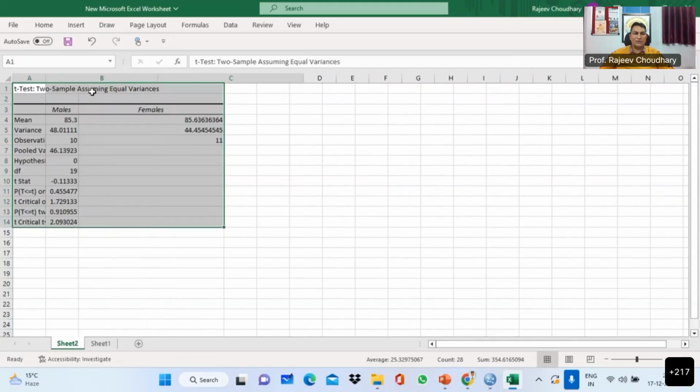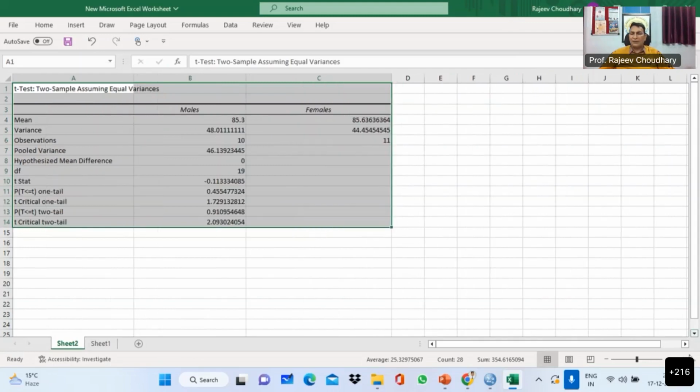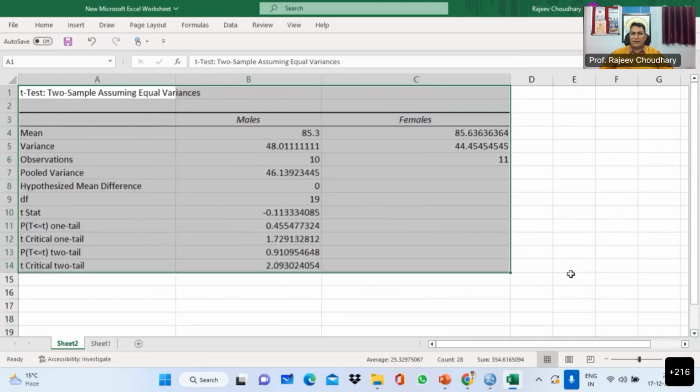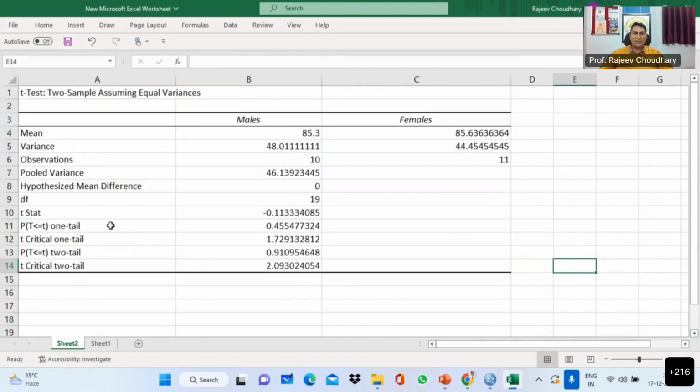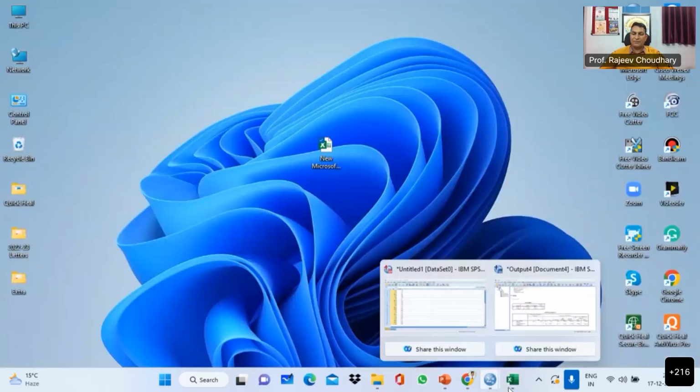Match the results. Output is the same as SPSS. T value is 0.113. It's not significant. And the mean value for males is 85.3, for females 85.63. This facility is available in Excel also. We can analyze data with the help of this software also.